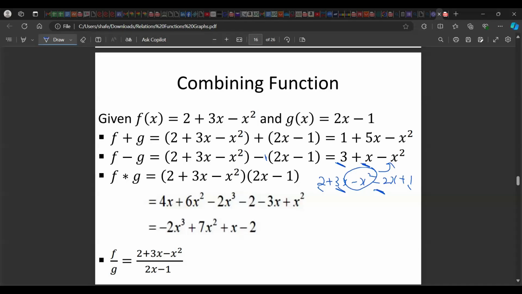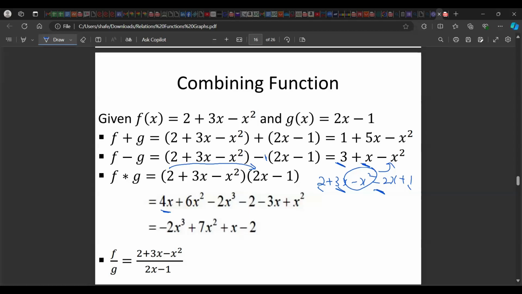Clear? Multiplying is a little harder. 2 multiplied by this 2x gives you 4x. Let me tell you what happens here.